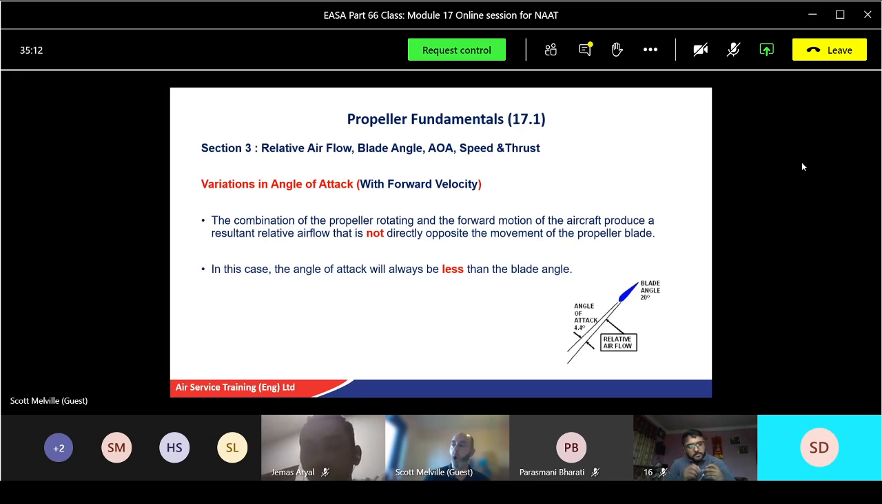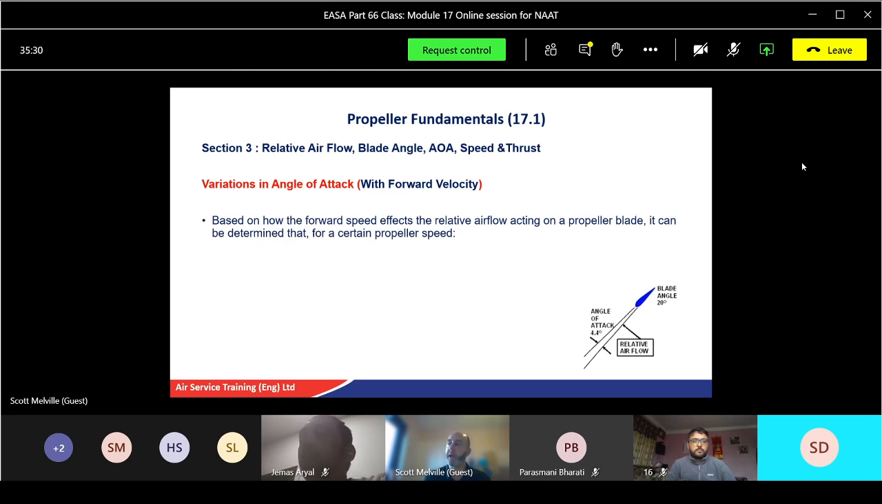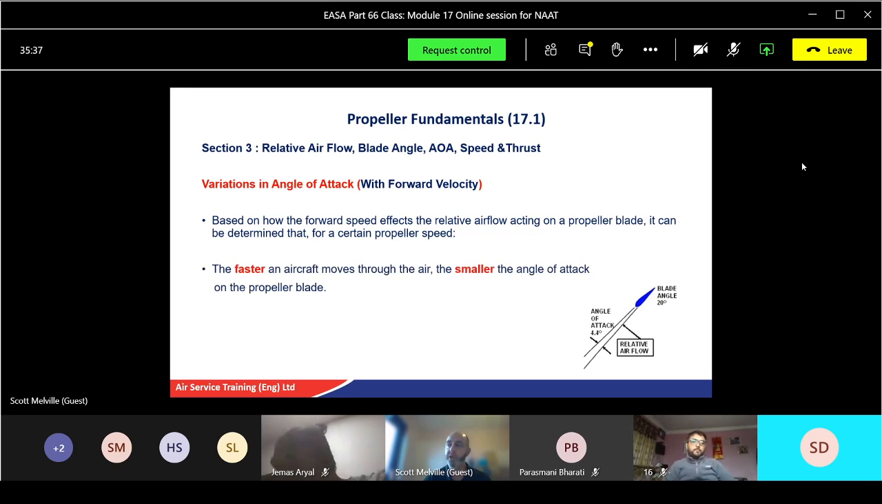In this case, angle of attack will always be less than the blade angle. Remember, the blade angle was your angle of attack plus your helix angle, the whole angle. But when you've got forward speed, the angle of attack will always be less than your blade angle. So again, based on how the forward speed affects the airflow acting on the propeller blade, it can be determined that for a certain propeller speed, the faster an aircraft moves through the air, the smaller the angle of attack on the propeller blade. Okay.